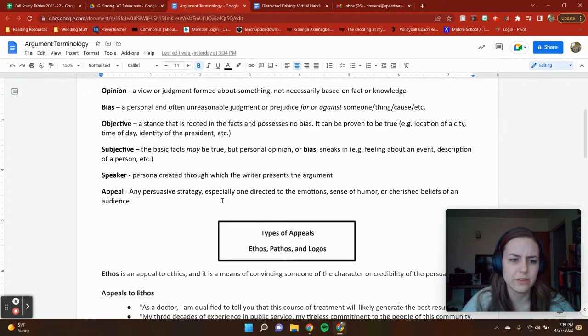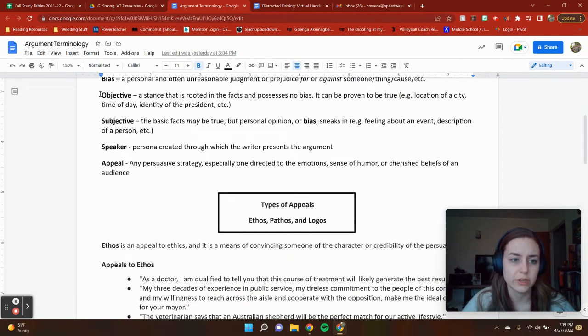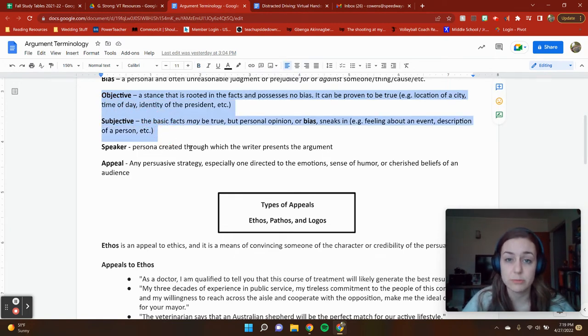And then we've got another couple of terms here that are going to come up quite a bit when we talk about nonfiction. Objective and subjective. Here's the only difference. One includes opinion and one does not. So objective writing has zero opinion. There's no opinion in it at all. It's just giving you facts and things that can be proven to be true. And then something that is subjective that is written includes opinion.